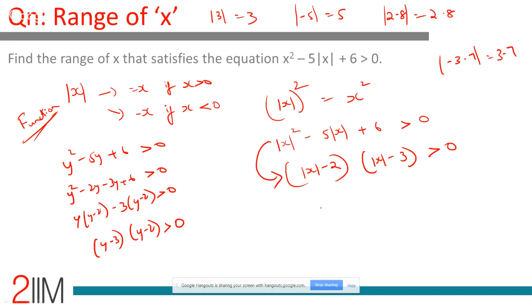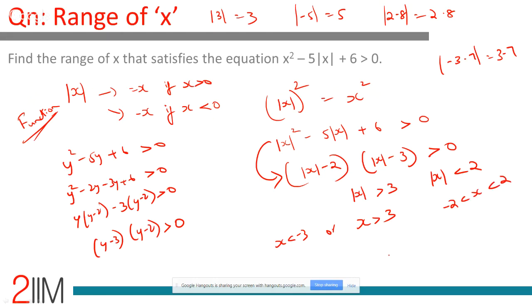Now mod x minus 2 into mod x minus 3 is greater than 0. It's a quadratic in mod x. Mod x should lie outside the roots. Either mod x is greater than 3 or mod x is less than 2. So x greater than 3 or x less than minus 3, or minus 2 less than x less than 2.